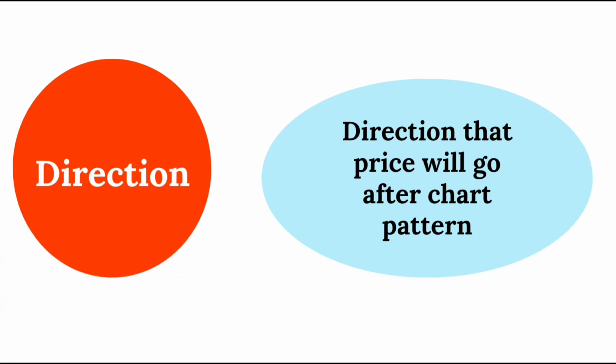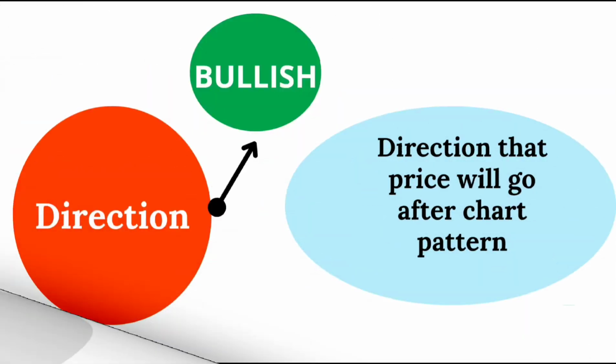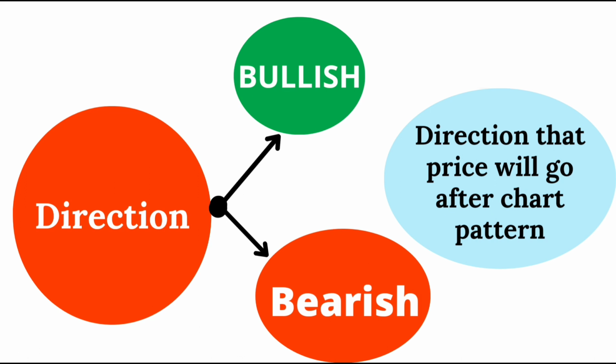The direction classification refers to the direction that the price is supposed to go after the pattern. Since we are talking about chart patterns, there are only two directions: either it can go up or it can go down. When the chart pattern implies the price will go up after the pattern, we classify it as a bullish pattern. When the chart pattern implies the price will go down after the pattern, we classify it as a bearish pattern.